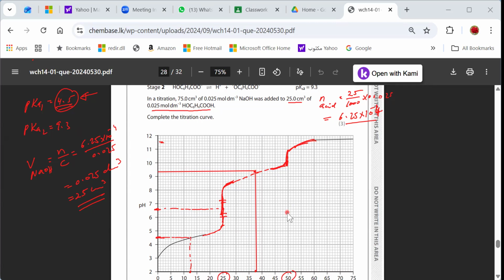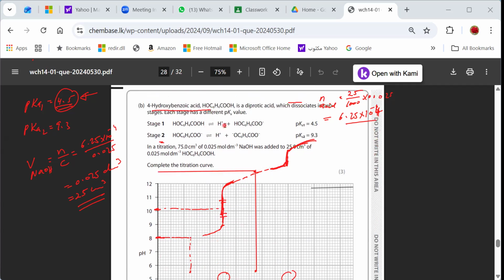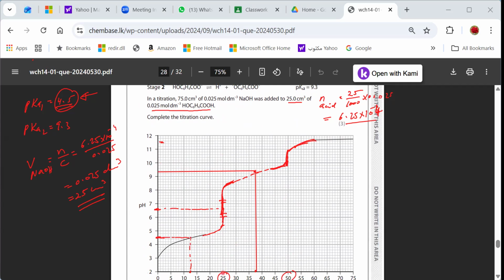Can you please explain the second stage one more time? Isn't the first equivalence point at 25? So what will be the second? It will be 50. So the second equivalence point is always at double the first? Yes, because in the first step one proton is removed, and in the second also one proton is removed, so it will take the same volume. From 25 to 50, it means 25 as well.